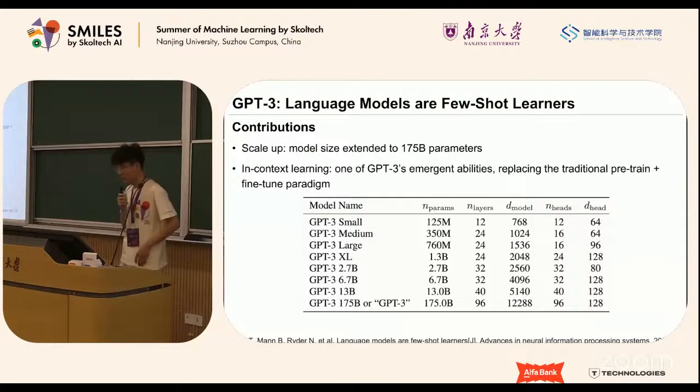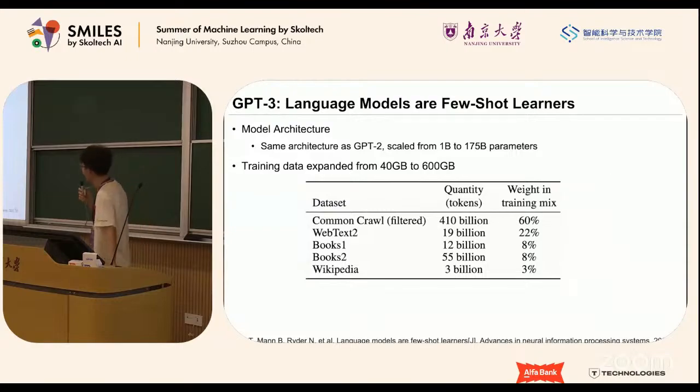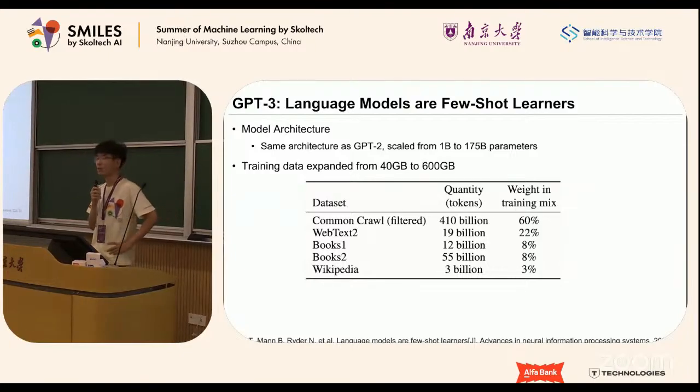This table shows the family of GPT-3. GPT-3 maintains the same basic architecture as GPT-2, but scales up the parameters and expands the training data from 40 GB to a filtered dataset of 600 GB. The training mix was heavily weighted toward a filtered version of Common Crawl, which contributes 60% of this training corpus. And WebText, books, and Wikipedia are also important training sources for GPT-3.